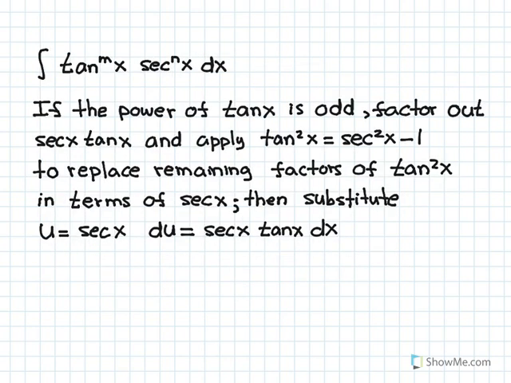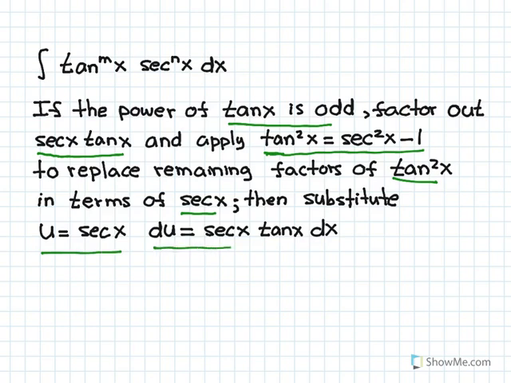Now we have another case. If the power of tan x is odd, factor out sec x tan x, and apply the trig identity tan squared x is equal to secant squared x minus 1, which is the same identity we looked at before, just rearranged. We'll replace the remaining factors of tan squared x in terms of secant x, then substitute u is equal to secant x, and its derivative du will be secant x tan x dx. So essentially, again, it's just using a trig identity and u substitution.